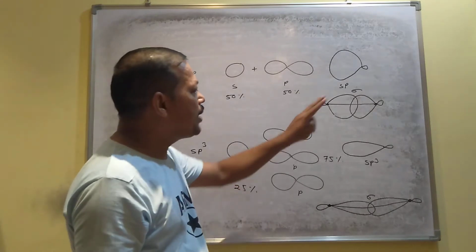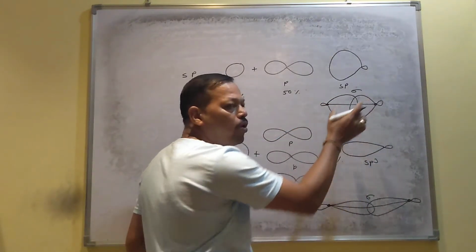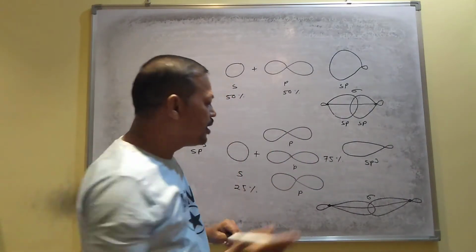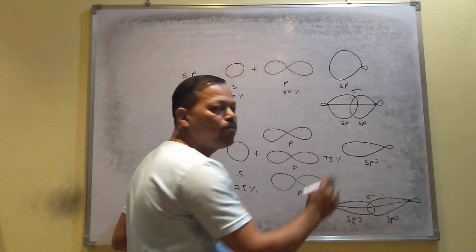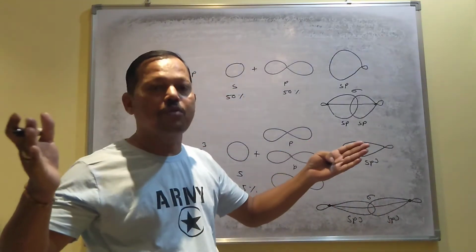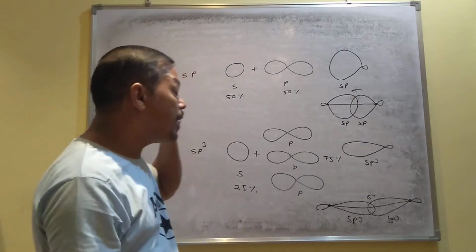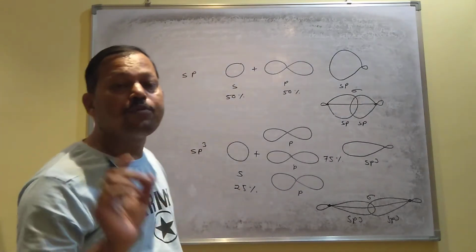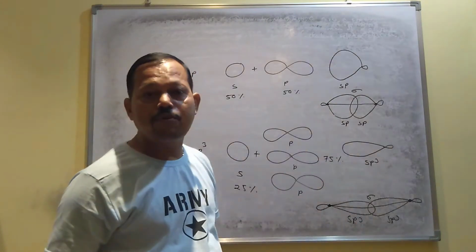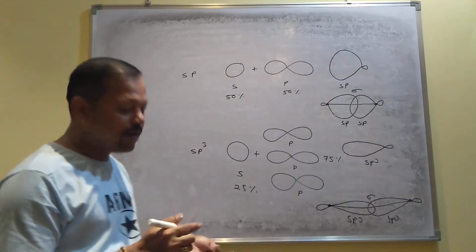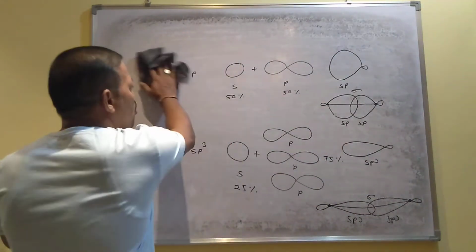So if a bond is formed by sp overlap, that type of bond always has shorter length. If the overlap takes place between sp3 orbitals, that type of bond will be longer, of higher length. So the length of a bond, whether it is longer or shorter, depends on the type of hybridization. So today we will study some properties of bonds.